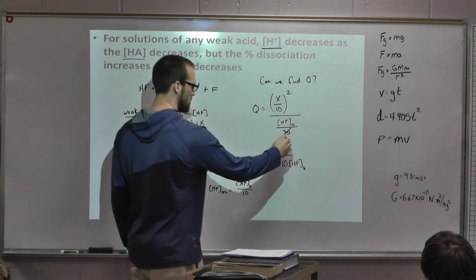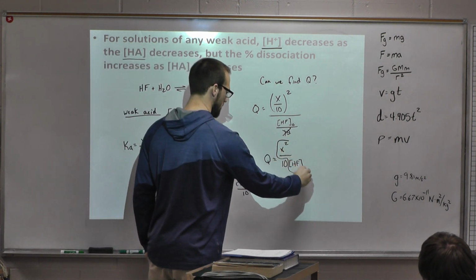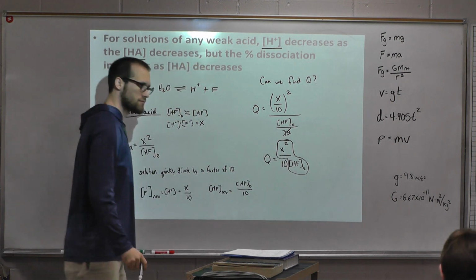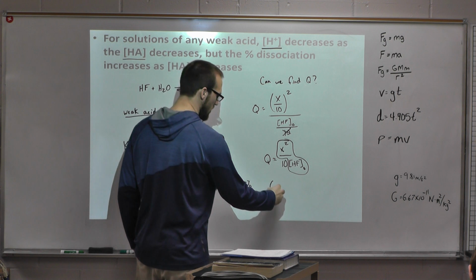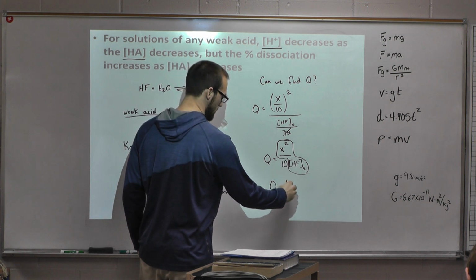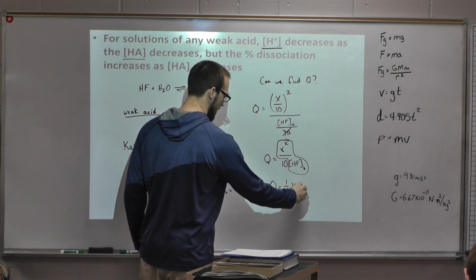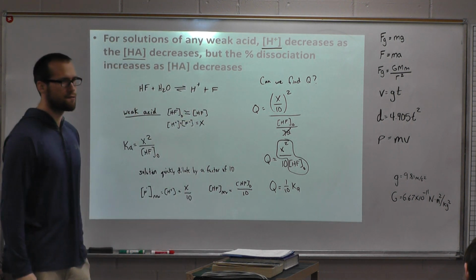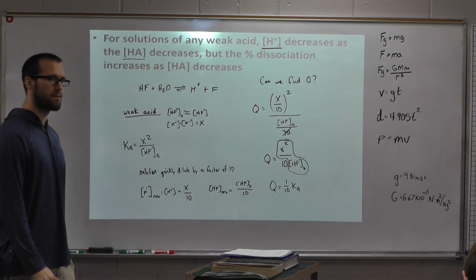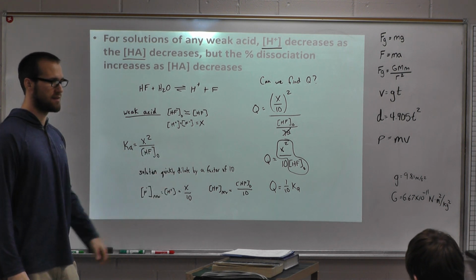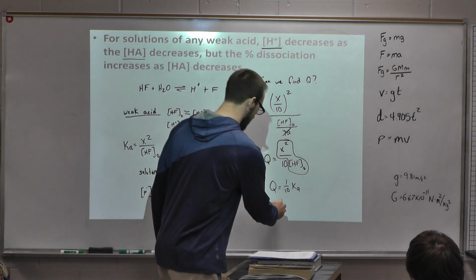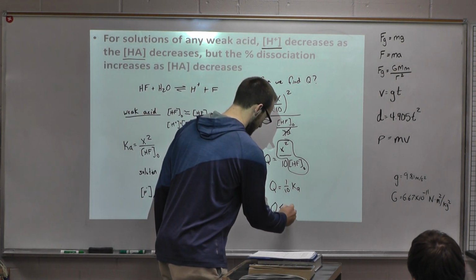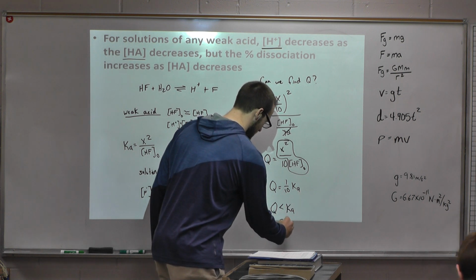Well, what does this portion look like? Yeah, it looks like a Ka. It looks like the x over 10. So Q actually equals 1/10 of your Ka. So which way will it shift? Is Q greater than or less than based on that? Okay, your Q is going to be less than. So what you get is a shift right.